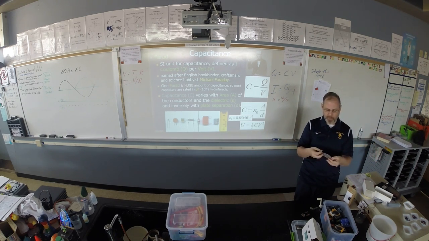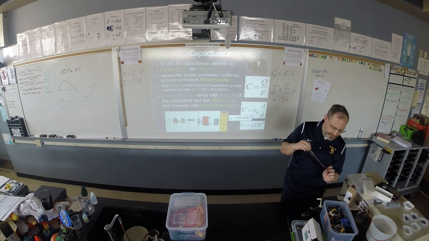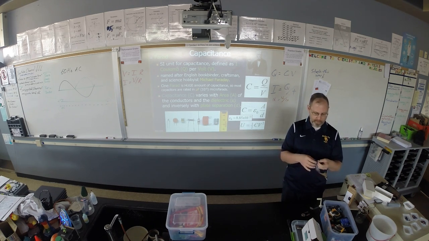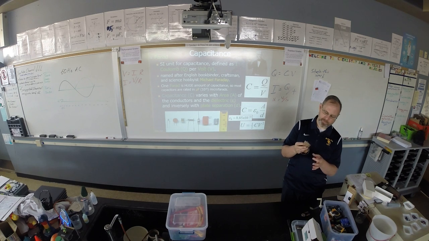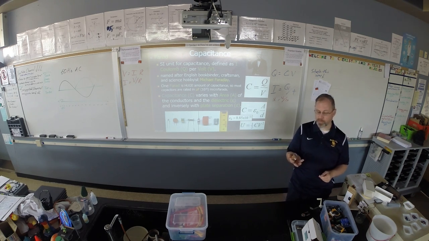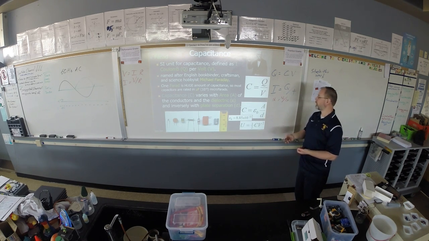So this is what you get when you unroll a capacitor. It's a piece of metal separated by a very thin piece of paper and another piece of metal. So metal, paper, metal. Then they roll it all up. The wider it is, the more area you have, the more capacitance you have. And the thinner your dielectric is, the more capacitance there is.